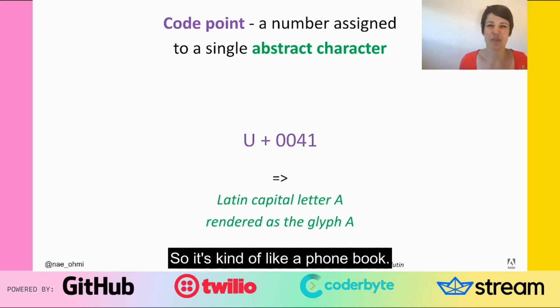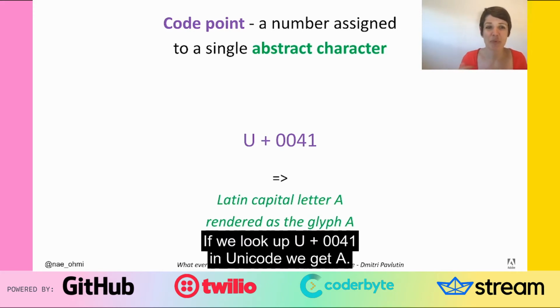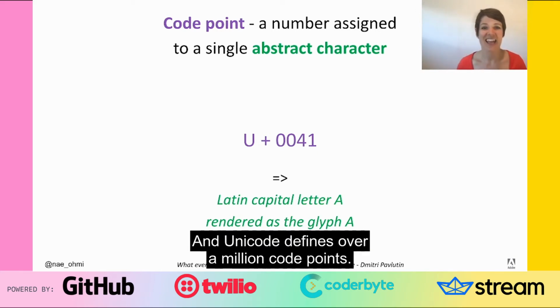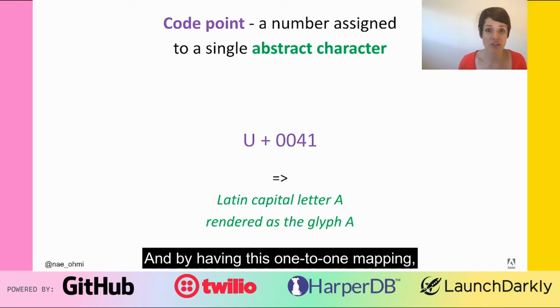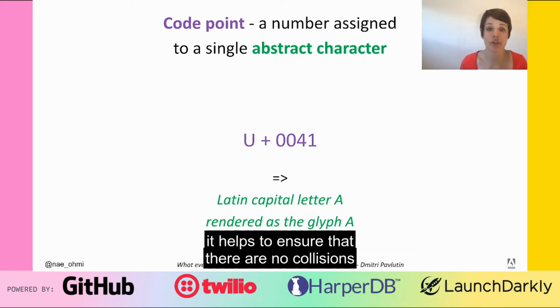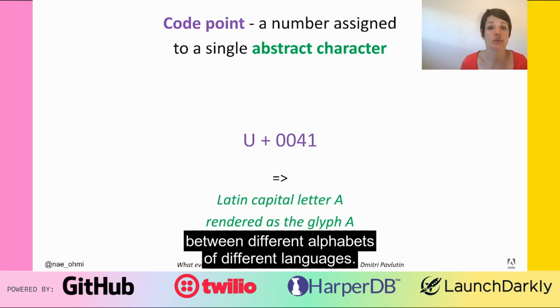So it's kind of like a phone book. If we look up U+0041 in Unicode, we get A. And Unicode defines over 1 million code points. And by having this one-to-one mapping, it helps to ensure that there are no collisions between different alphabets of different languages.